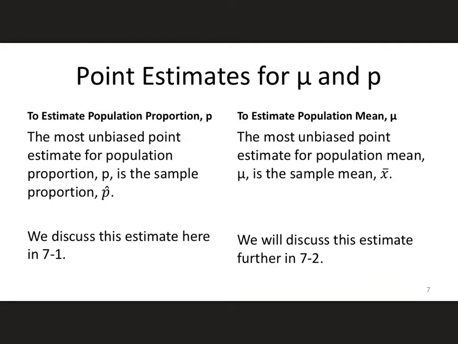So to estimate a population proportion, the most unbiased point estimate for a population proportion p is the sample proportion p-hat. This will be what we look at the estimate in 7.1. To estimate a population mean, the most unbiased point estimate for mu is the sample mean x-bar. And we will discuss this estimate in 7.2.